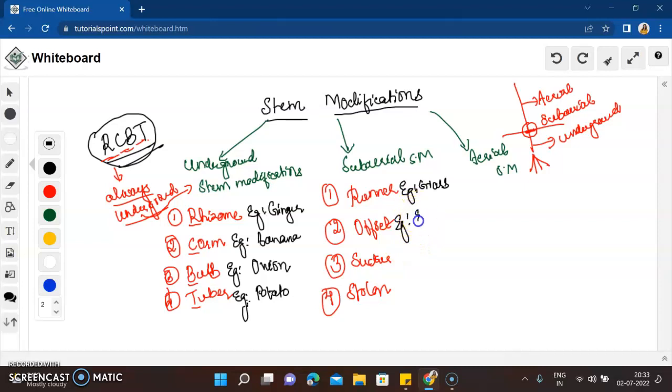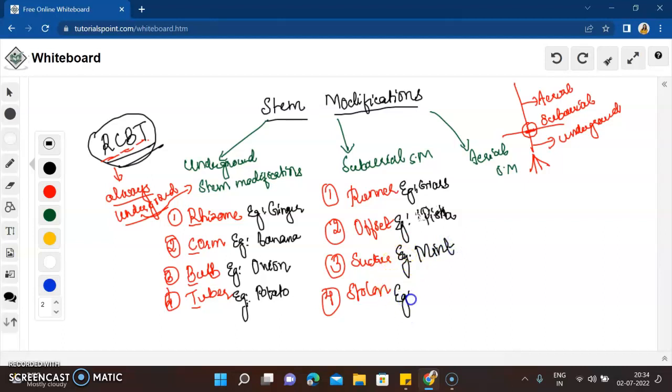And offset example, Eichhornia. It is specially seen in aquatic plants. Eichhornia, Pistia, all these are examples of offset. You can write Eichhornia, water hyacinth, or Pistia. Both examples are correct, right? For offset, yes. And sucker example, sucker is nothing but an underground runner, right? You cannot see the expansion of alongside the internodal region on the surface at all. It is running under the ground, as you can see in mint, right?